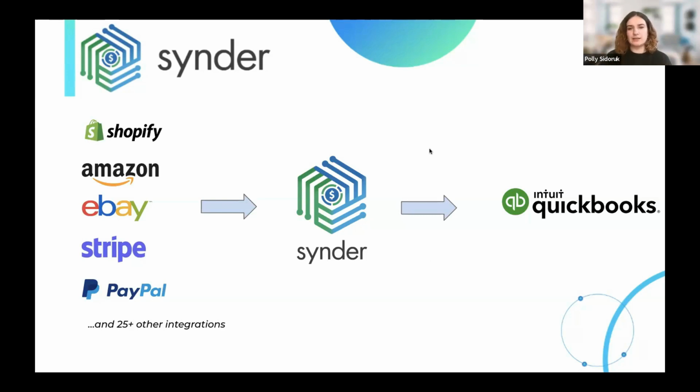Synder is an application that connects online payment processors and e-commerce sales channels with the books to automate the bookkeeping flows. On the one hand, we support e-commerce platforms like Shopify, Amazon, Wix and eBay, payment processors like Stripe, PayPal, Square, Authorize, etc., and some POS systems. There are 25 plus different integrations. We'll send you the link in the follow-up email, so you'll be able to see all of them.